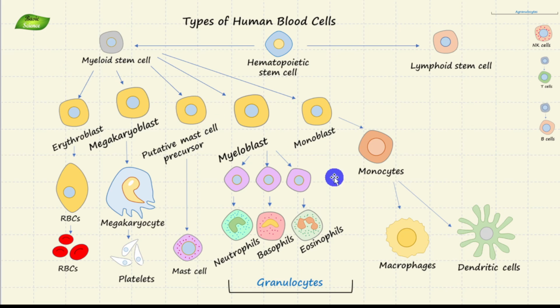And what is a monoblast? Monoblasts are again the precursor for monocytes. So this is the monocyte right over here. This is the monoblast. And then monocytes further differentiate into macrophages and dendritic cells.